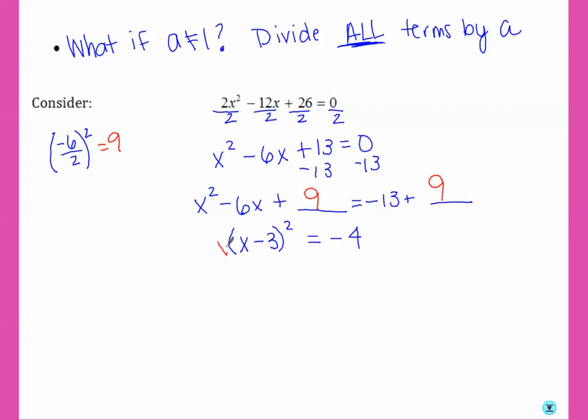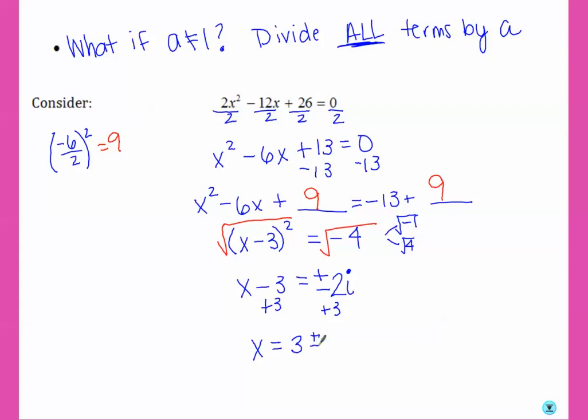Next step, square root and solve. So square root, we'll have x minus 3 equals, remember every time we square root, we're going to have plus or minus. Negative 4 is negative 1 and 4, and we're square rooting each of those. Square root of 4 is 2. Square root of negative 1 is i. And then finally add 3 to the other side. Are 3 and 2i like terms? Hopefully you said no, which means we can't add them together, so we'll leave it as 3 plus or minus 2i.